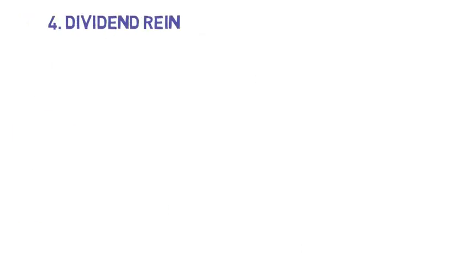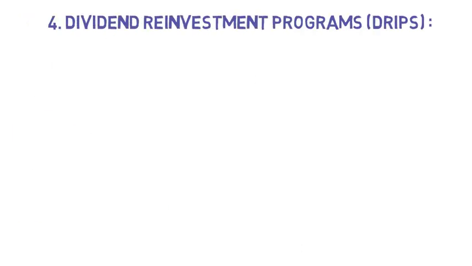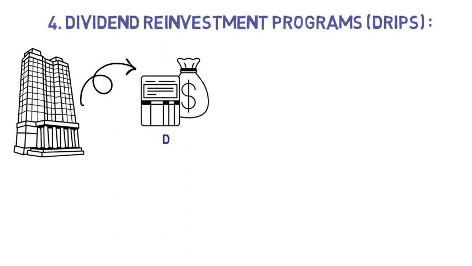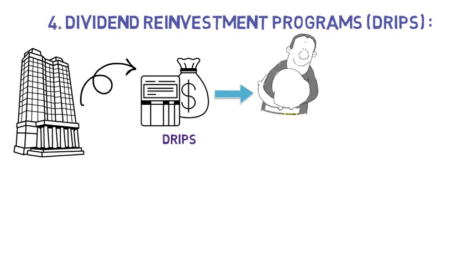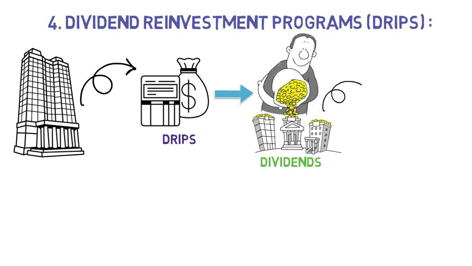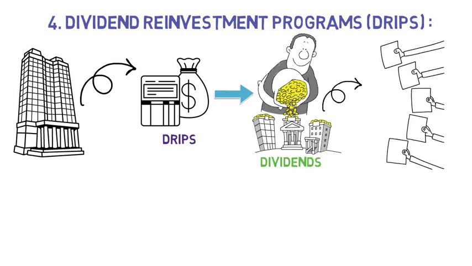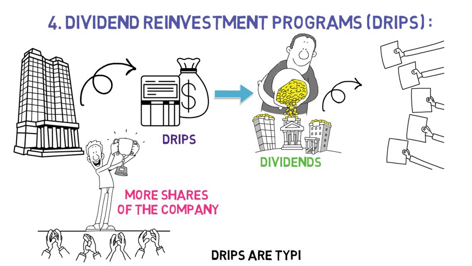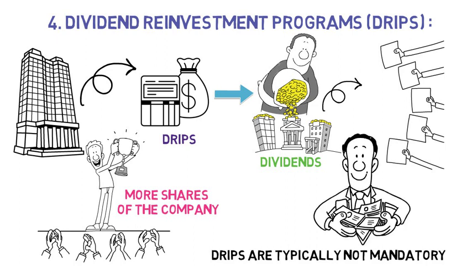Number 4. Dividend reinvestment programs. Some companies offer dividend reinvestment programs, also known as DRIPs. With DRIPs, shareholders have the option to reinvest any dividends they receive back into the company's stock. This allows shareholders to acquire more shares of the company over time, often at a discounted price. DRIPs are typically not mandatory, and investors can choose to receive the dividend in cash instead.